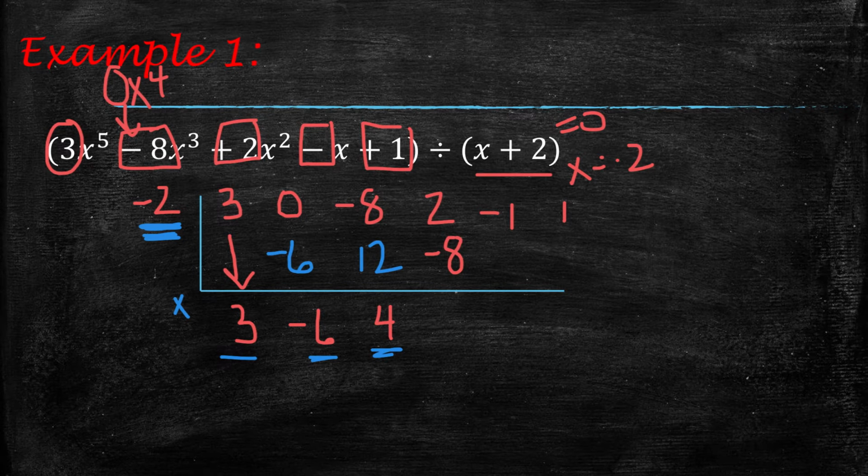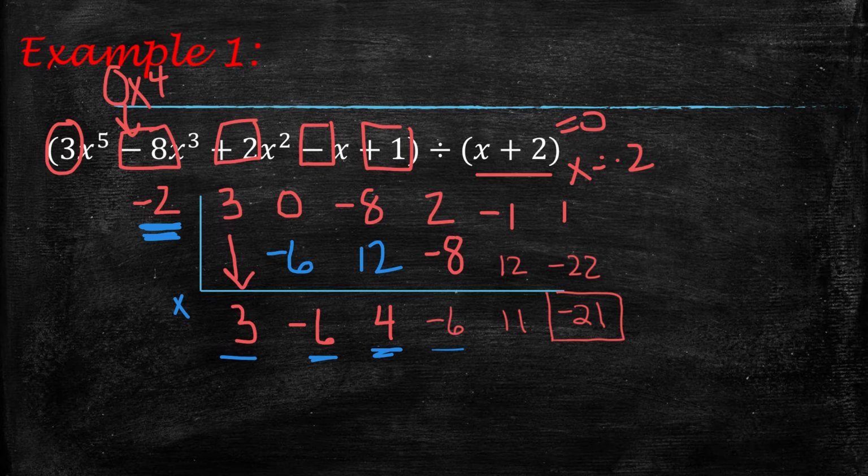Then you add 2 plus -8, which is -6. And then you multiply. -6 times -2 is 12. Then you add 11, and then you multiply 11 times negative 2, which is negative 22. Your last number, when you add those up, that's going to be your remainder.